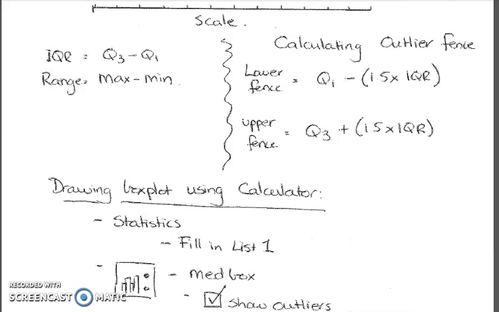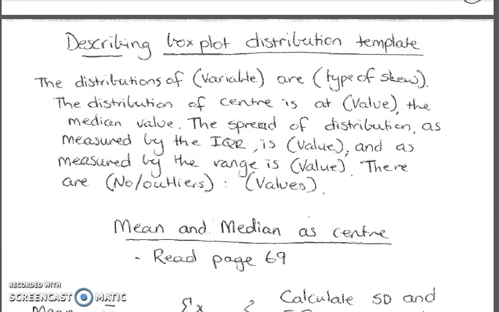Describing box plots from a distribution template. This is the information they're looking for. So have a read of it. All you need to do is write exactly this if they're asking you to describe a box plot, and just insert where these brackets are the information. For example, what the variable's name is, what type of skew it is, and exact value. So if you could have this in your resource booklet, write it out word for word and only change the information where the brackets are.